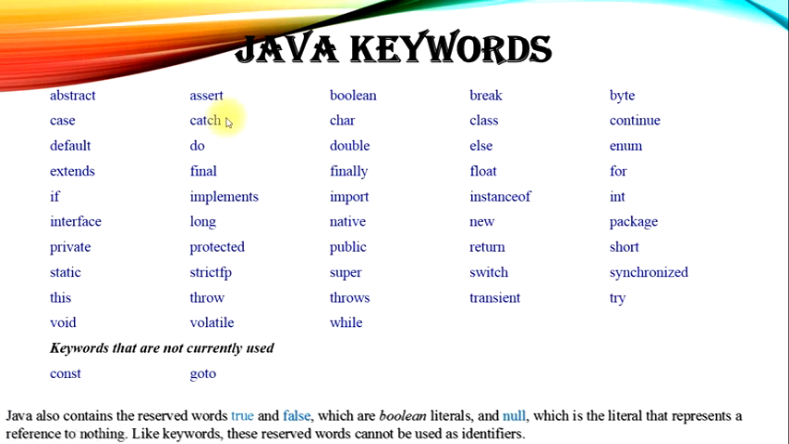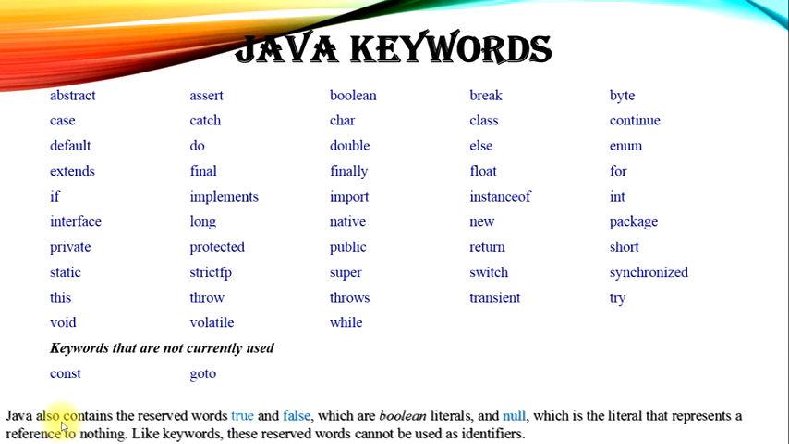Now, these are Java keywords that you cannot use as a variable name. Abstract, assert, boolean, break, byte, case, catch, char, class, continue, default, do, double, else, enum, and so on. You can try to master this. We're going to be using this later in our tutorial. These are Java keywords. Also, these are keywords that are not used in Java, but you must not use them as what? Variable name. Constant, goto.